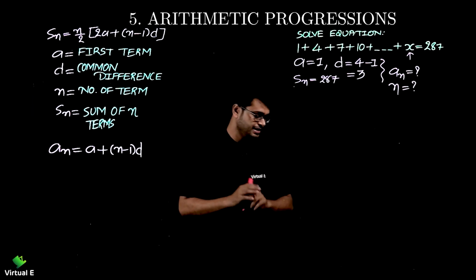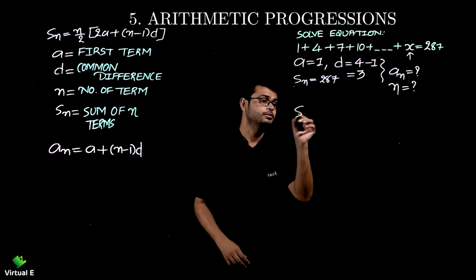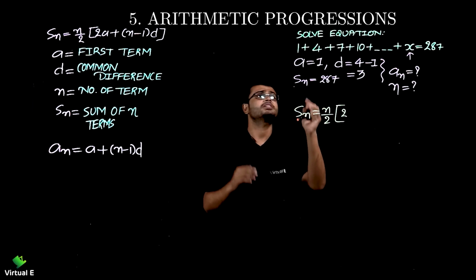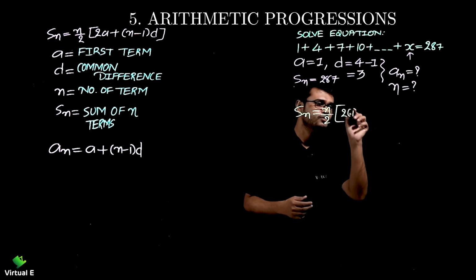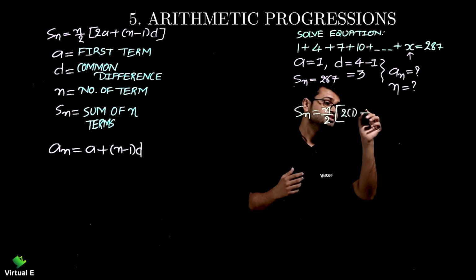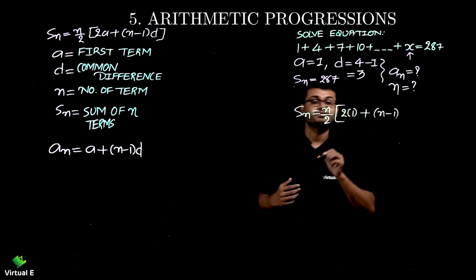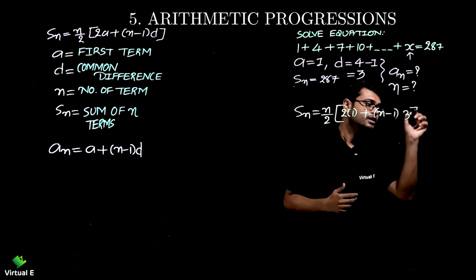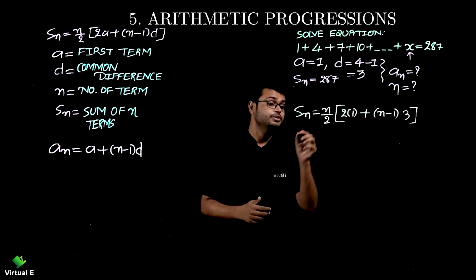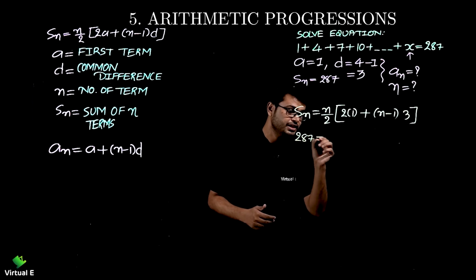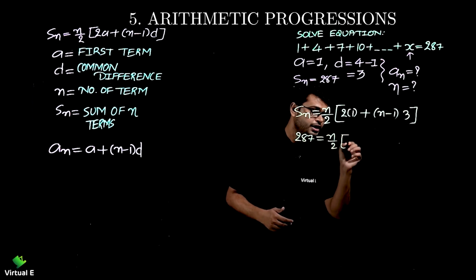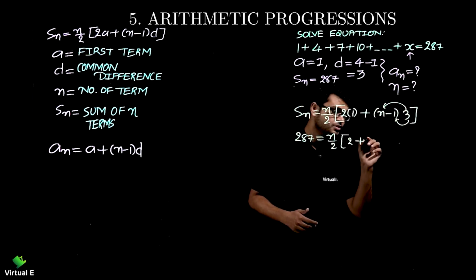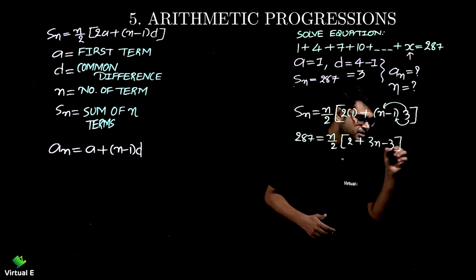Let's start. Sn is equal to n by 2 into 2a. What is the value of a? Very simple, 1. Okay, 2 ones are 2. Then plus n minus 1 as it is, we want to find n. Then the value of d, which is 3. So Sn value 287 is equal to n by 2, 2 plus 3 multiplied with n, then multiplied with 1, so 3n and minus 3.